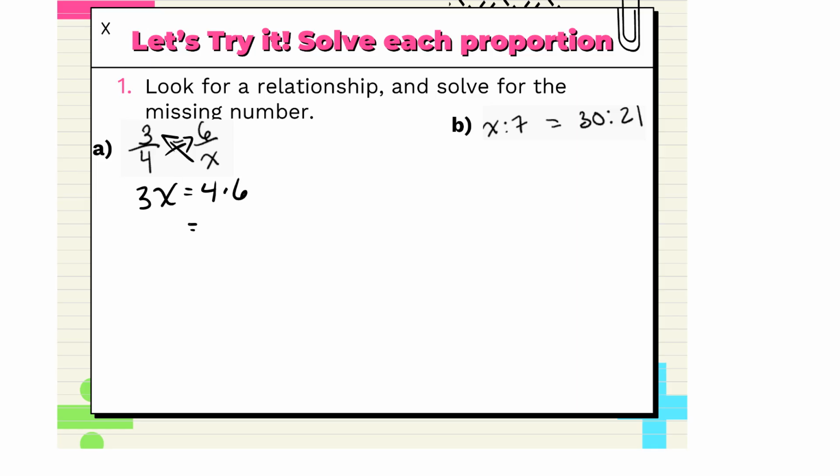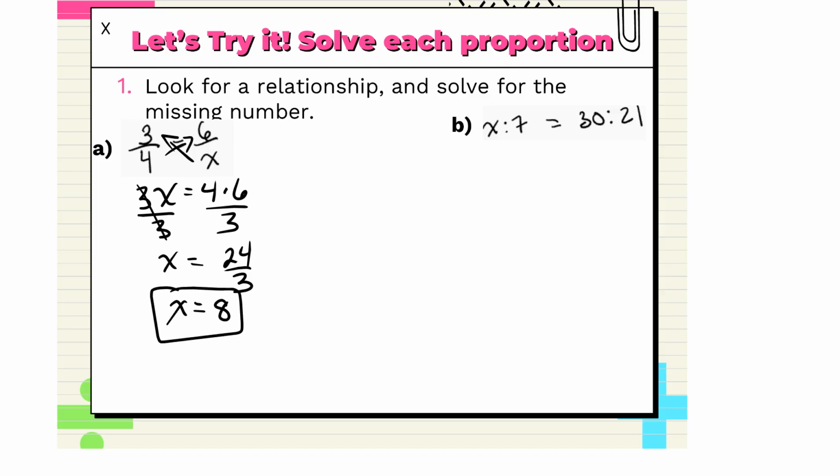Now you should remember from previous math that to get rid of the 3, we want just the x alone. We're trying to end up with something that just says x equals at the end. So to get the x alone, we have to divide both sides by 3. Divide that side by 3 and divide that side by 3. That'll cause those 3's to cancel out, leaving us just with x is equal to 4 times 6 divided by 3, which is 24, divided by 3, which leaves us with x is equal to 8.